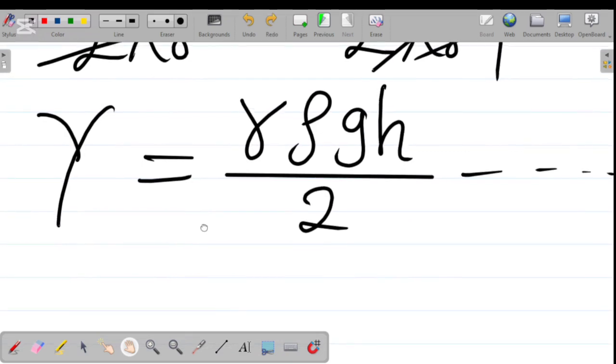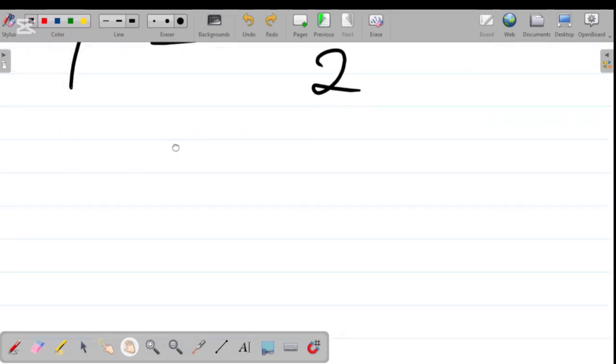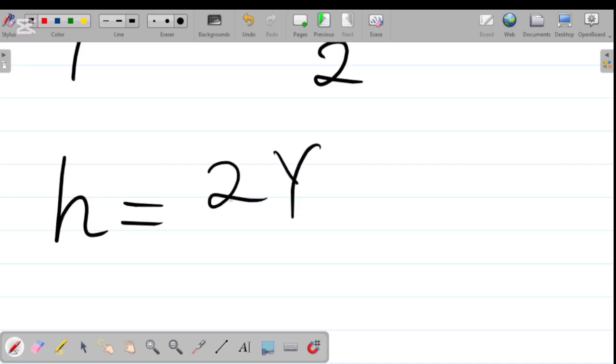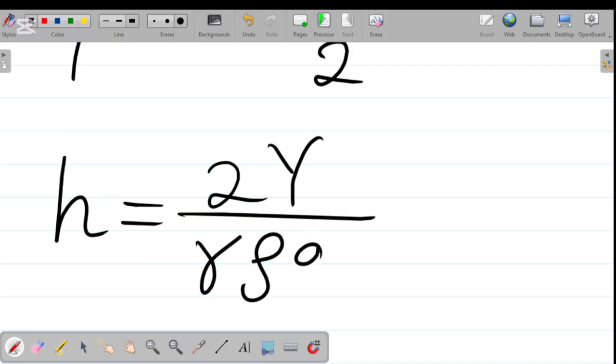All right, let's make H the subject formula. If you make H the subject formula, H will be equal to 2 gamma divided by r rho and then g. So let's call this equation 10.